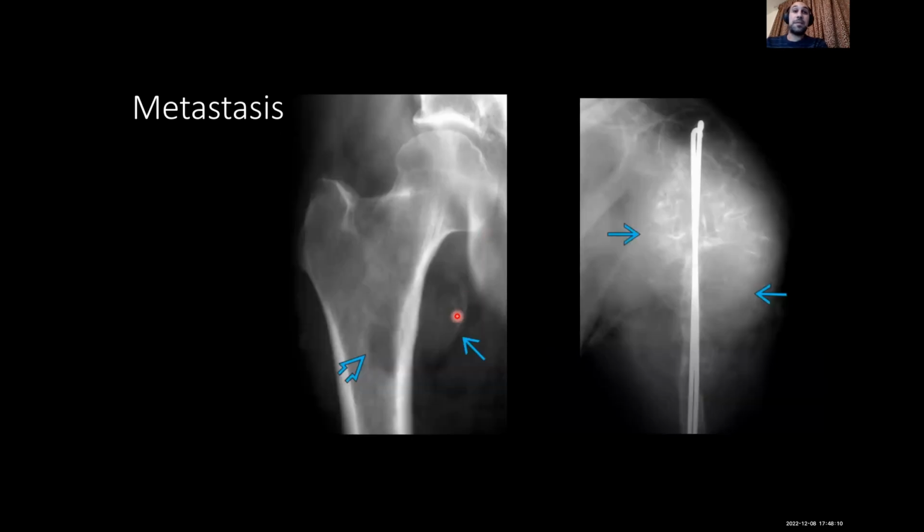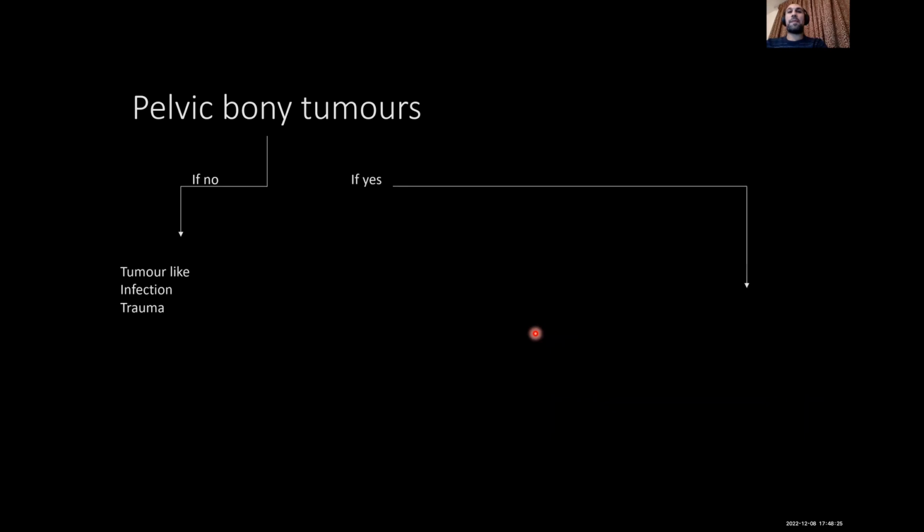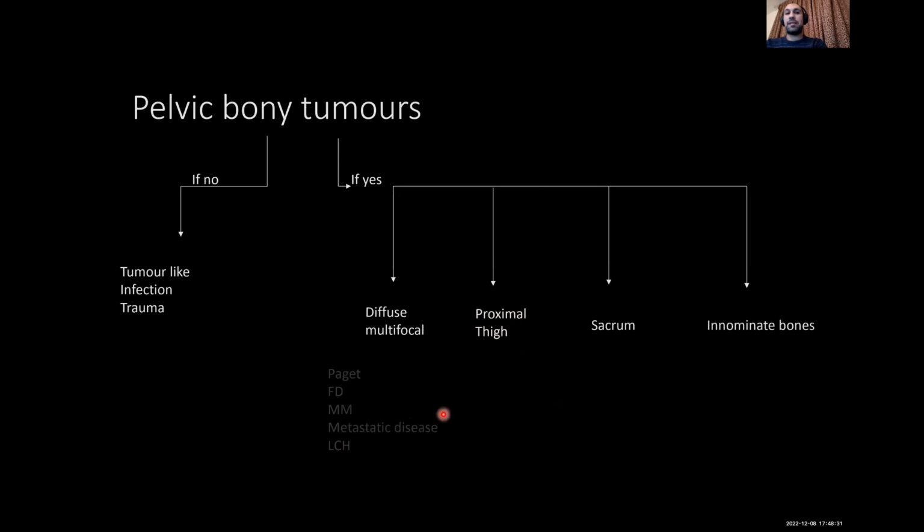Okay. These are mets. Lytic mets, destructive mets: the renal mets, huge destructive lytic lesions. Okay. Back to the diagram. So we finished the proximal thigh, the metastatic. So the proximal thigh now.